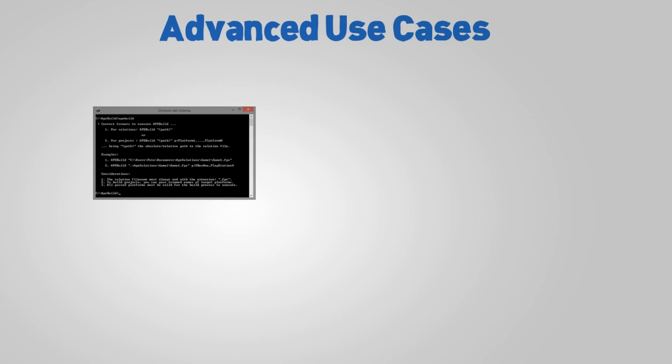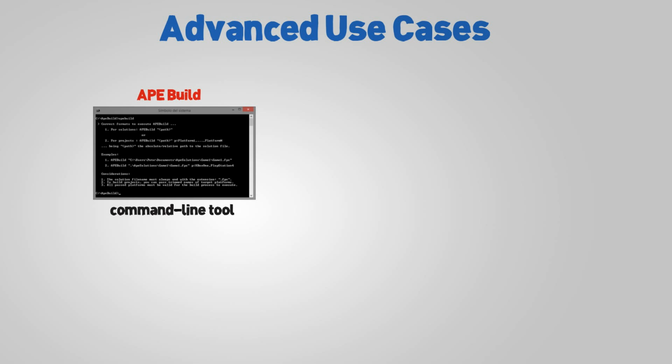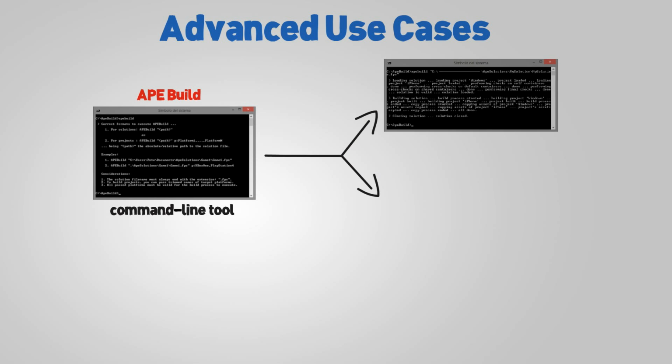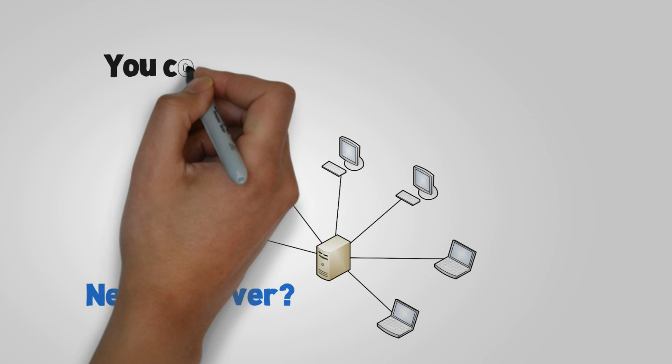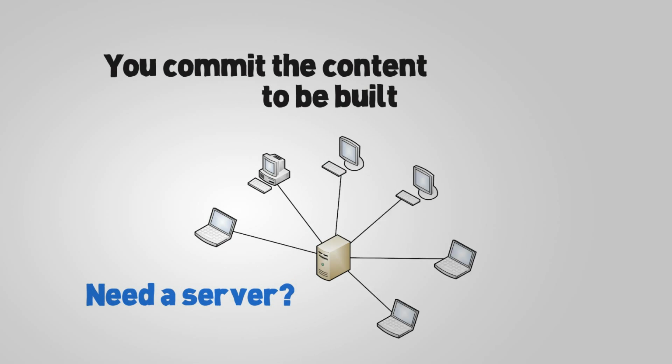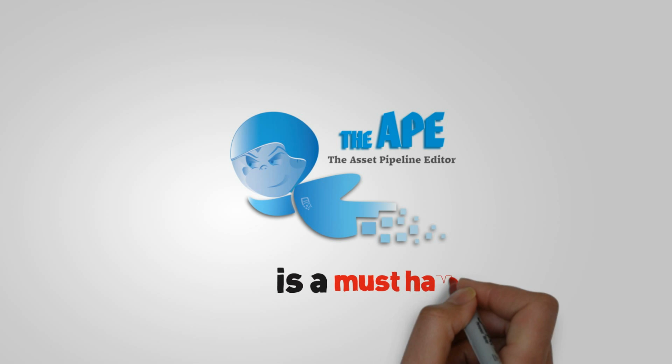Do you need to execute the content build tasks as a batch process? The APE Build command line tool is here for you. You can start a batch process for the solution, one project, or a set of projects. This tool allows solving more advanced use cases where you need to set a server where you'll commit the content to be built unattended. There's no doubt the Asset Pipeline Editor is a must-have.